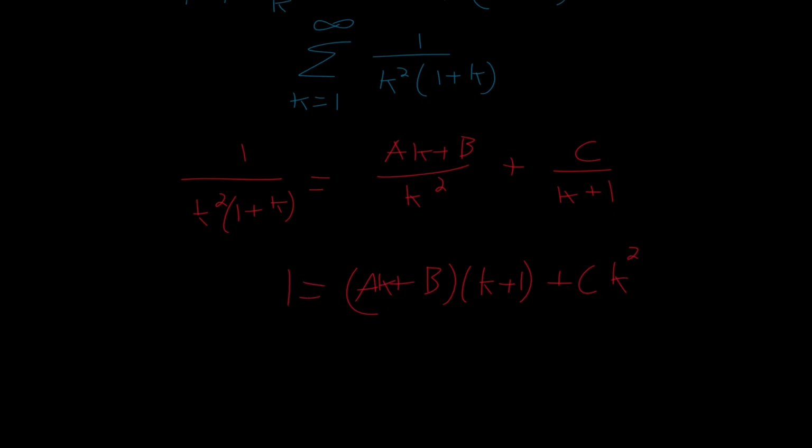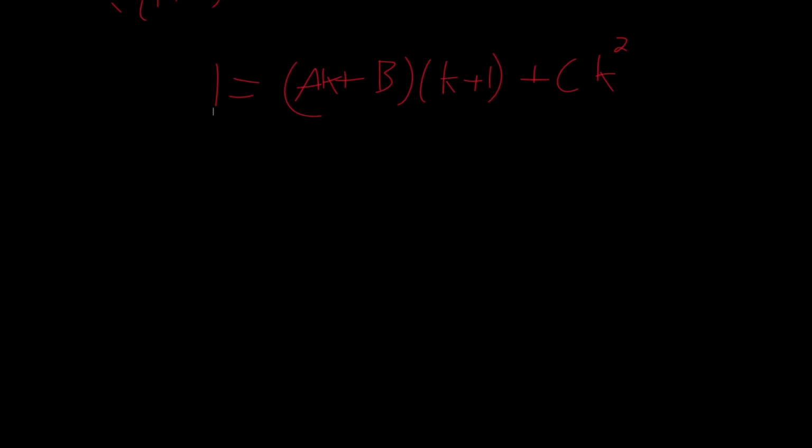So now all we have to do is plug in values for k to solve for our coefficients a, b, and c. So if we let k equal, say, negative 1, we see that this whole term right here just goes to 0, and that we're multiplying our c by a negative 1 squared, which is just 1. So we have c times 1 equals 1, so we know that c is just going to be equal to 1.